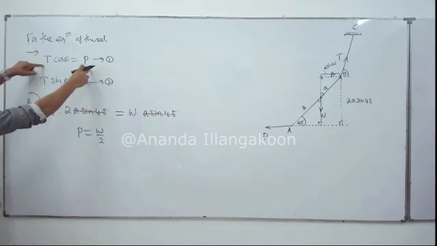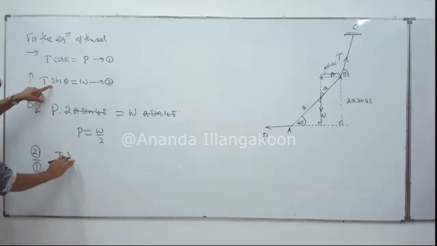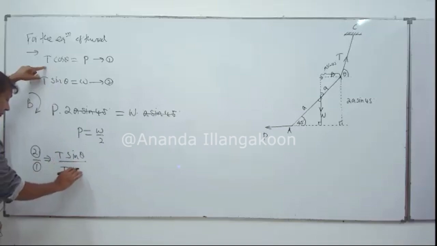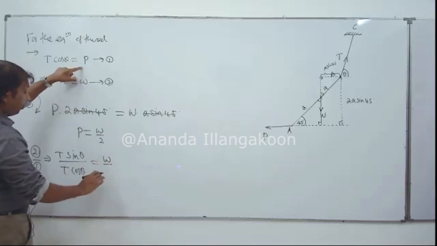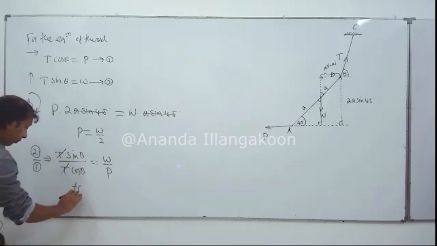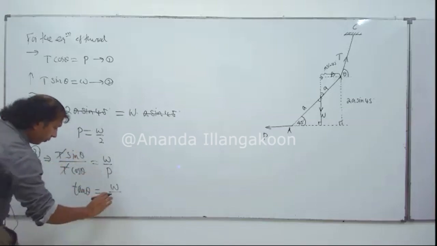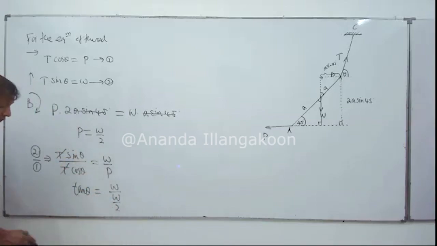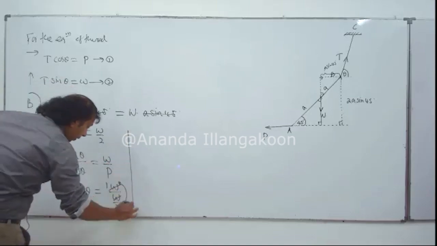Now we divide 2 by 1. What happens? T sin theta divided by T cos theta equals W divided by P. Sin theta by cos theta is tan theta, so tan theta equals W divided by P. P is W by 2, so W cancels and the 2 goes up. This gives tan theta is 2.